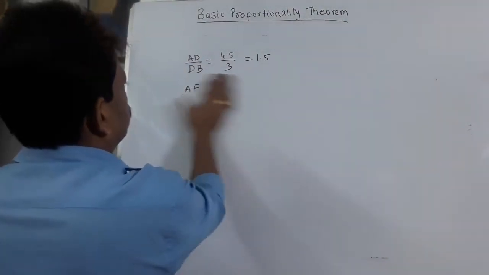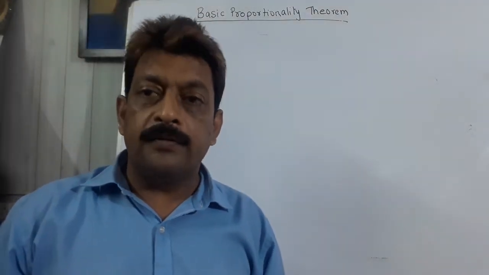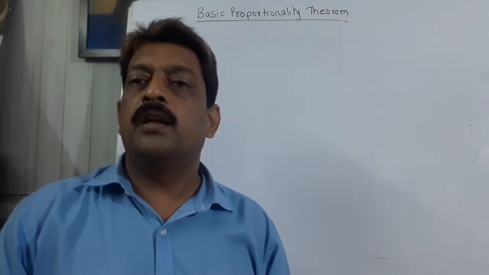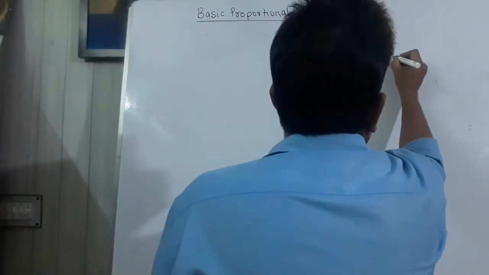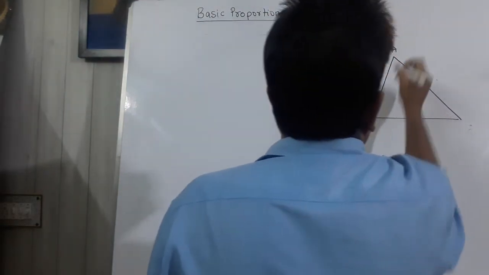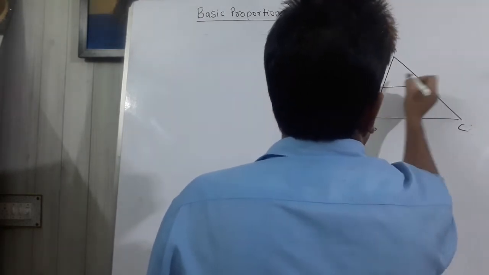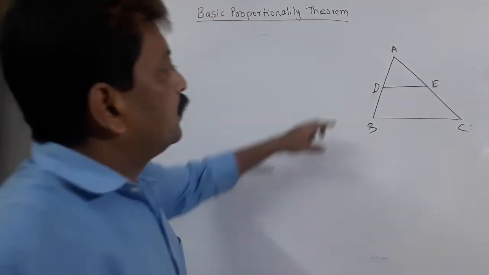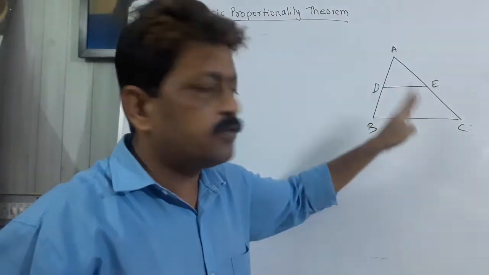So we have learned the midpoint theorem in class 9, where it says the line joining the midpoints of any two sides of a triangle is parallel to the third side. So let me prove that one also here. Suppose ABC is a triangle. D and E are the midpoints of AB and AC respectively. We have to prove that DE is parallel to BC.